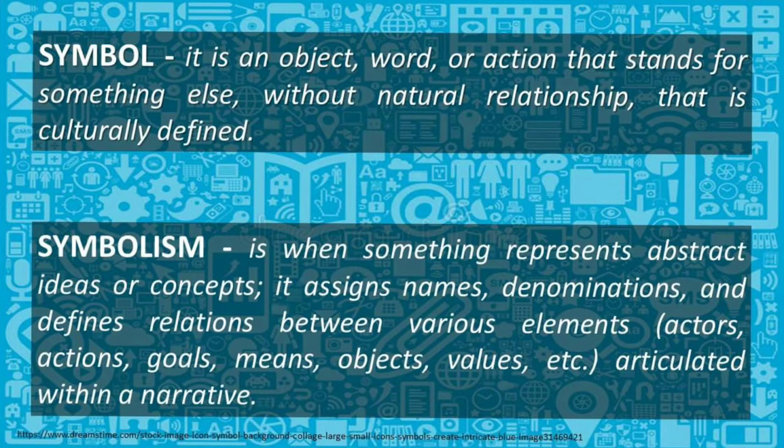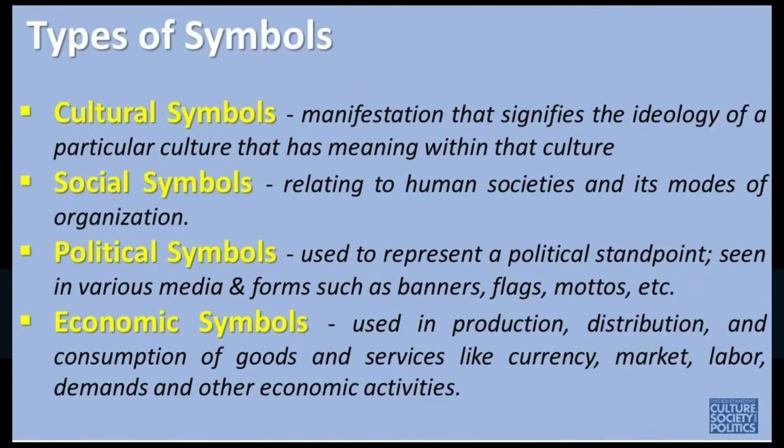On the other hand, symbolism is when something represents abstract ideas or concepts. It assigns names, denominations, and defined relations between various elements like actors, actions, goals, means, objects, values, etc., articulated within a narrative. At this point, let's learn the different types of symbols that we're going to talk about today. We have cultural symbol, social symbol, political symbol, and economic symbol. Now let's define each one of them.